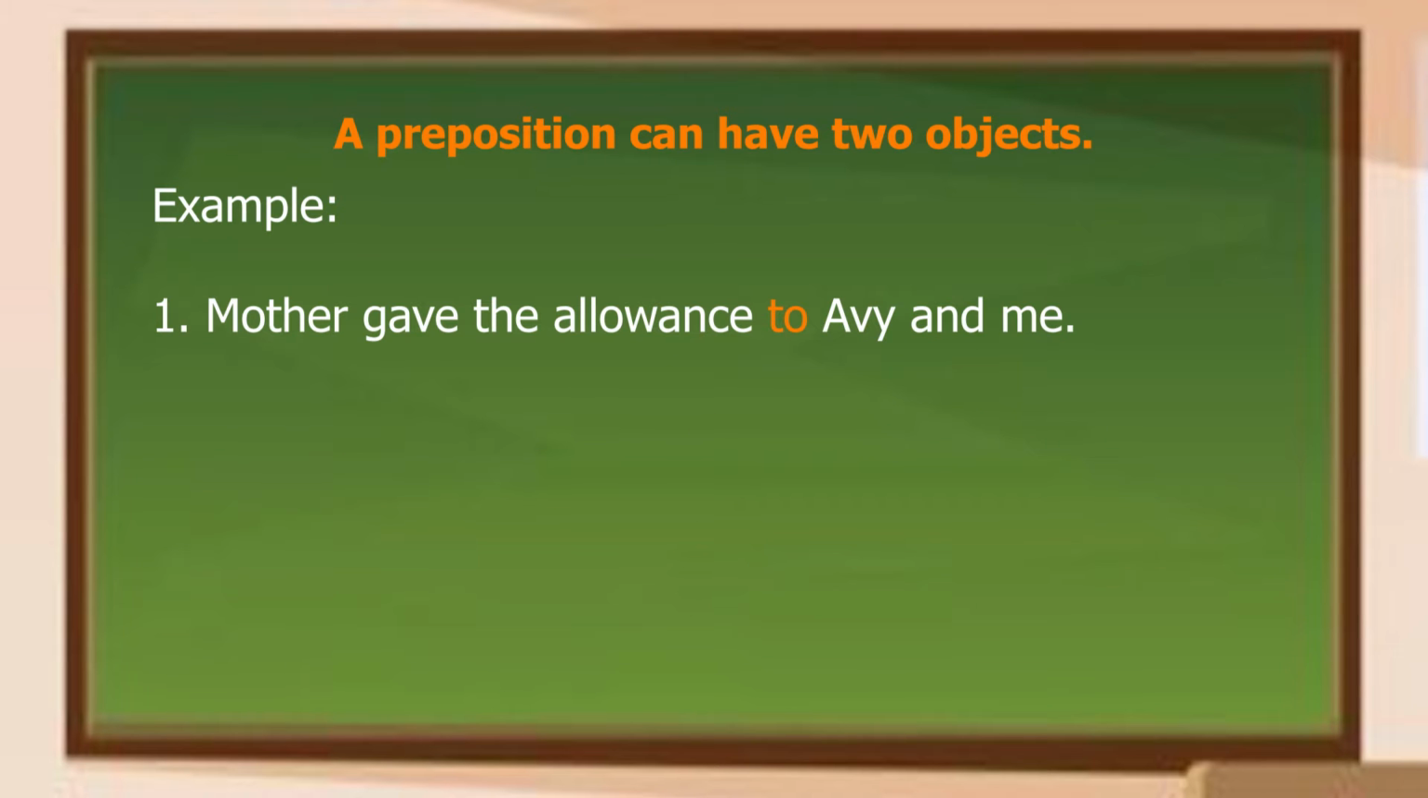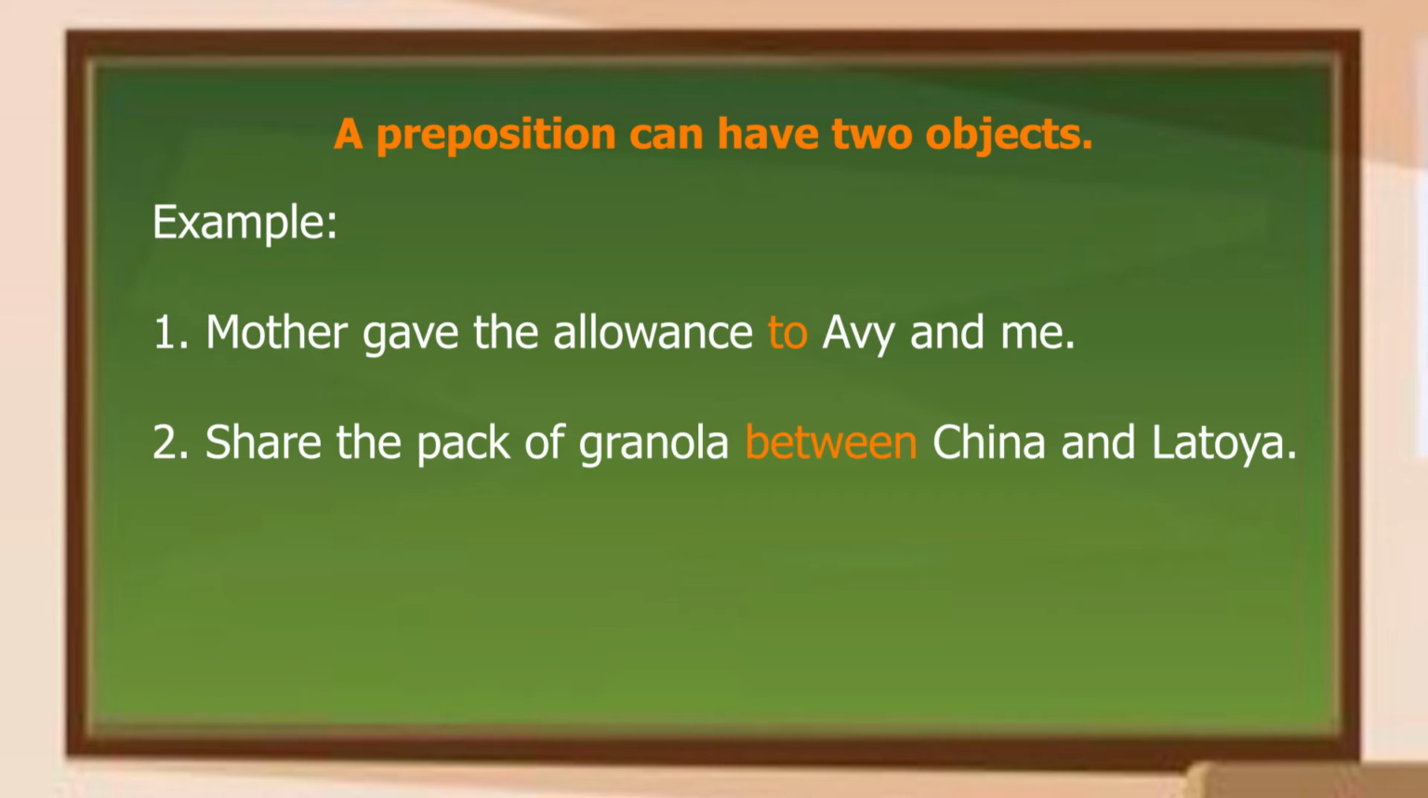Now a preposition can have two objects. Let's dive into this. Mother gave the allowance to Ava and me. Share the pack of granola between China and Latoya.